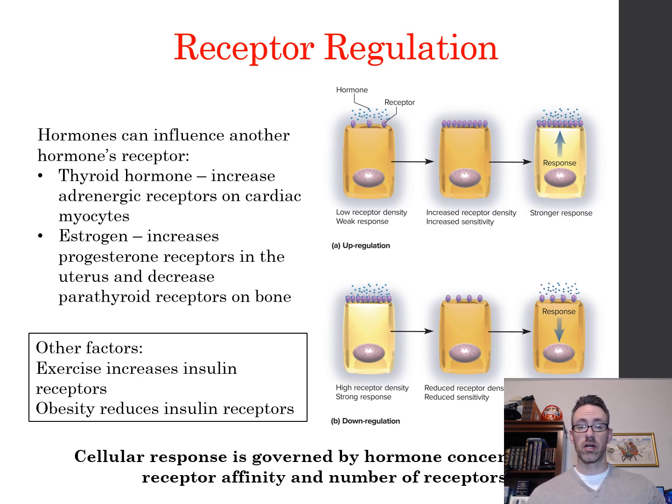So there's going to be some other interplay. For example, a thyroid hormone can increase adrenergic receptors on cardiac myocytes. Let's say there's an increase in thyroid hormone stimulation of the heart. The heart will increase the number of, let's say, beta receptors. More beta receptors means it's going to become more responsive or more sensitive to epinephrine, so more likely to increase heart rate and so on.